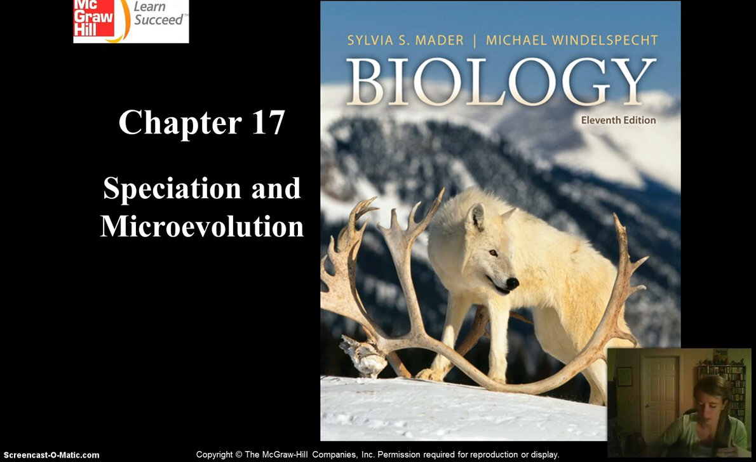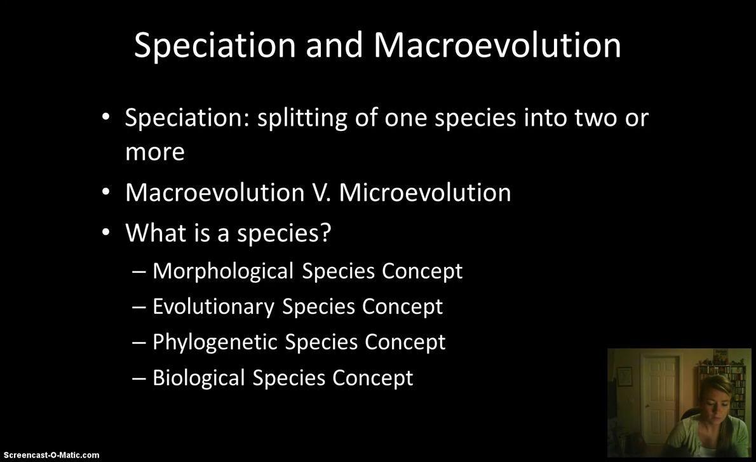Well, now we're going to switch into talking about macroevolution, which is actually the history of the evolution of all living things on Earth. So macroevolution involves speciation, which is the splitting of one species into two or more. So this is a consequence of microevolution. So we get speciation from microevolution, from changing alleles, from founder effect, from bottleneck. That's how we get speciation. The grand scheme of all speciation is macroevolution.